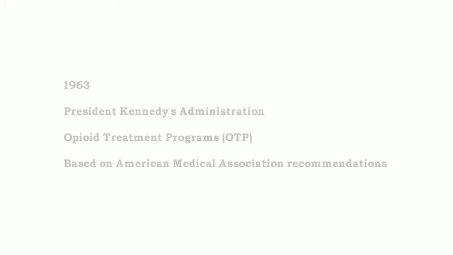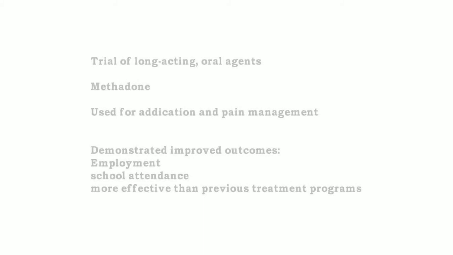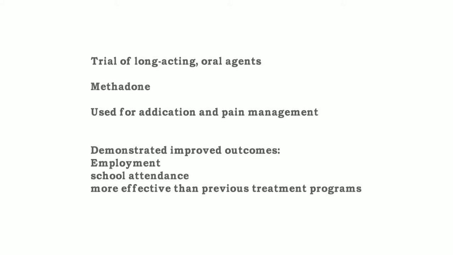In 1963, President Kennedy's administration launched research on opioid treatment programs because what had been going on up to that point as far as treatment just wasn't working. So they looked at recommendations from the American Medical Association, and this led to a paradigm shift from abstinence treatment to harm reduction. During this period of time, they did trials with different long-acting opioids, and they found that methadone was actually a fairly effective agent for both the opioid treatment program and also for pain management.